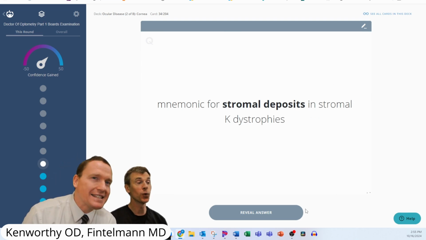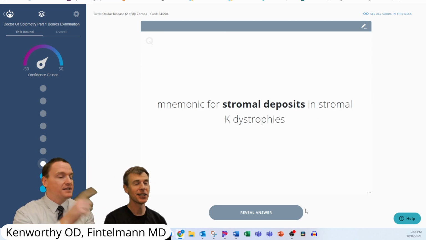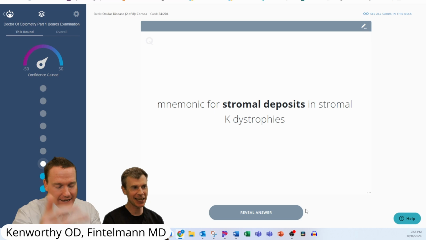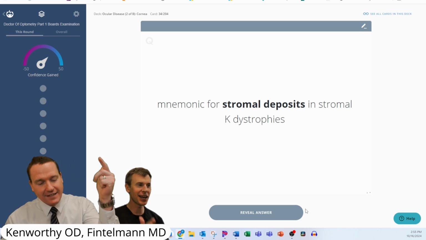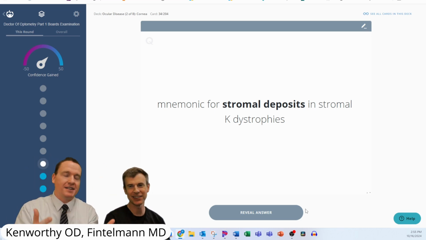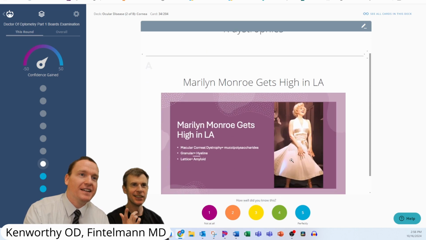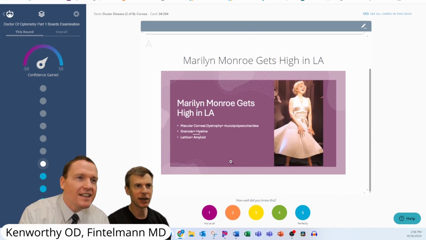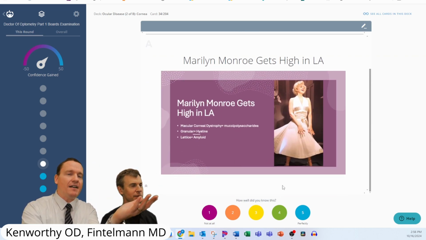Mnemonic for stromal deposits of the cornea. I know it: Marilyn Monroe always gets her men in L.A. Gets high. Gets her men. It didn't even say what it stains with. They skipped out on all the staining.